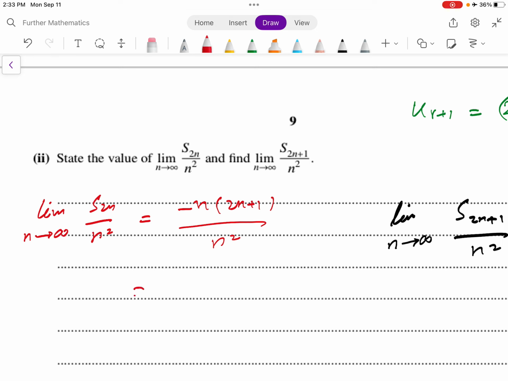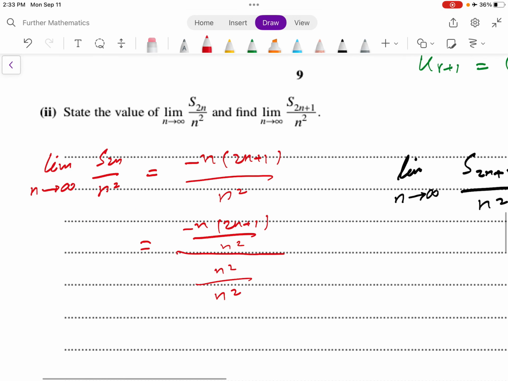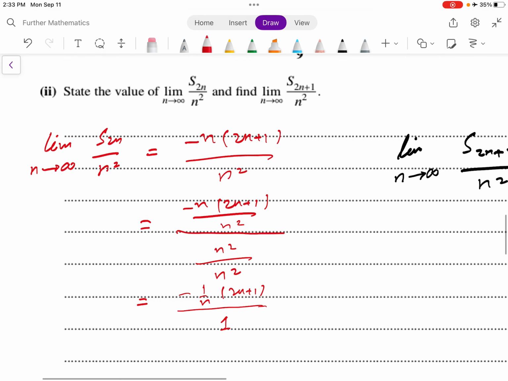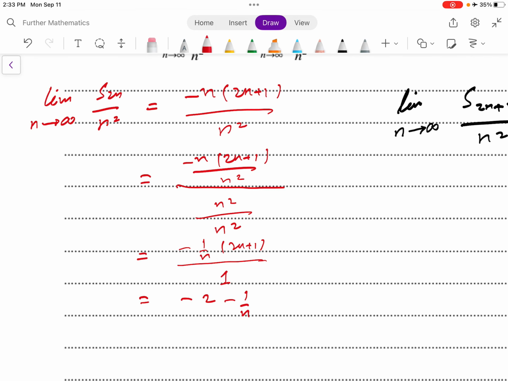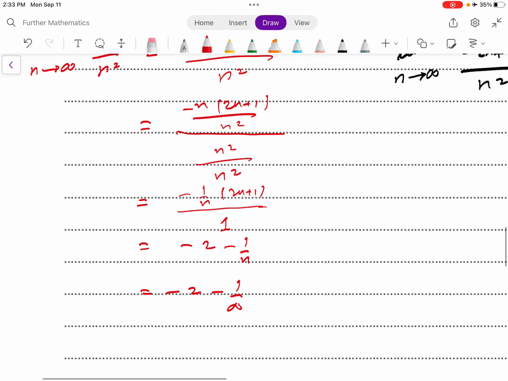Now we have to divide both numerator and denominator by n square, so that's what I'm going to do. Minus n times 2n plus 1 over n square, and n square is already there, and I have to divide by n square. If I simplify the numerator, I'm going to get minus 1 over n times 2n plus 1, and in the denominator I have 1, and this can go inside the bracket. It will be minus 2 minus 1 over n.